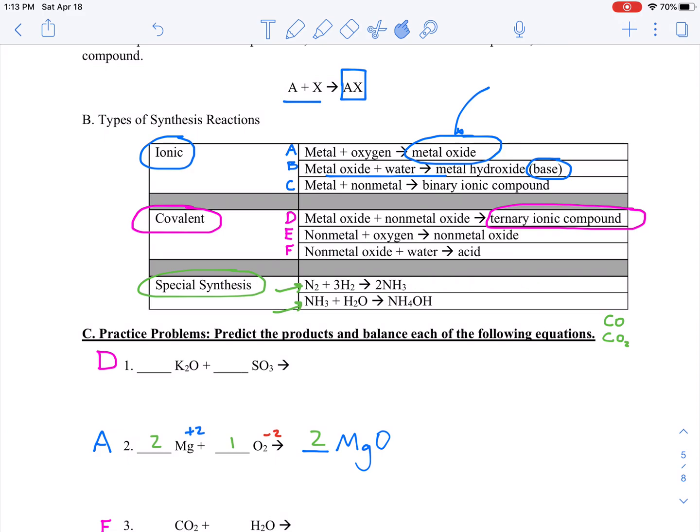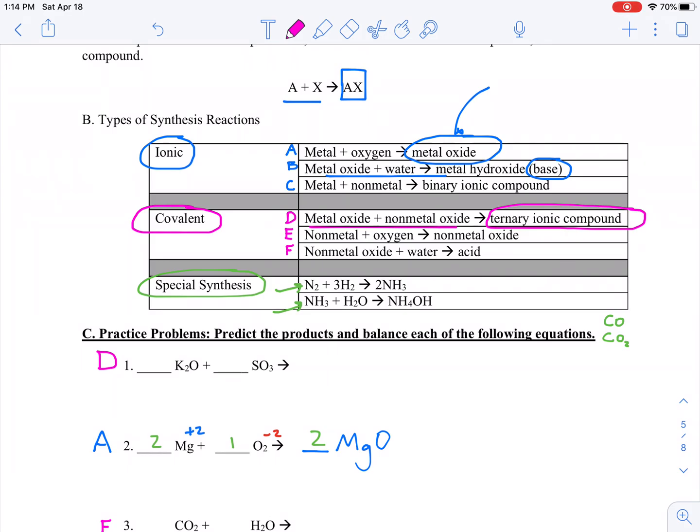It's a shortcut that serves our purposes well in honors chem. If we go on to something like AP or a college level chemistry, we may clean this up a bit further. So we are taking a shortcut here, but again, it's a shortcut that works for our purposes for now. So here's our shortcut. Letter D tells us that if you put together metal oxide and non-metallic oxide, you are going to make a ternary ionic compound.